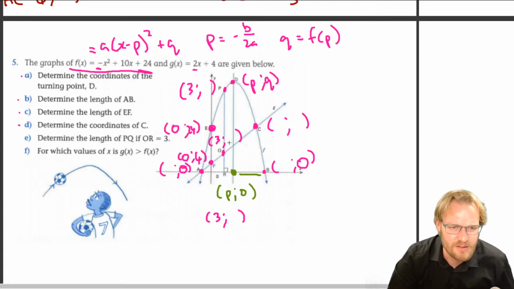So if it's like 10 and 4, then it's going to be 10 minus 4 is 6, whatever it is. It's definitely not 10 and 4 though.